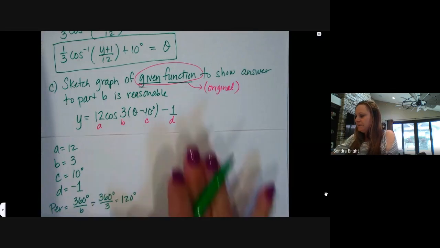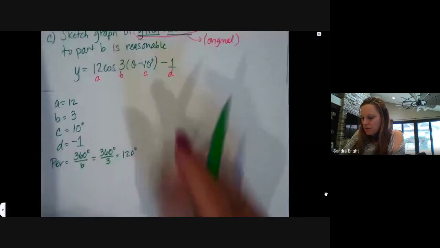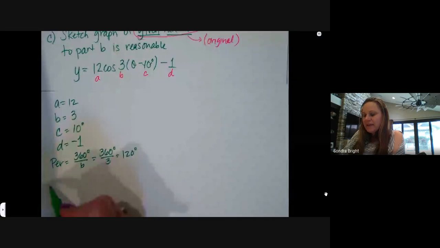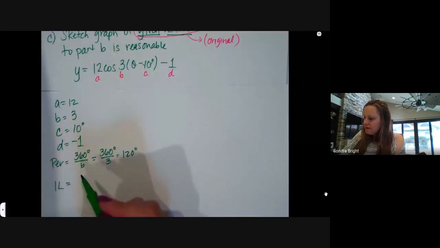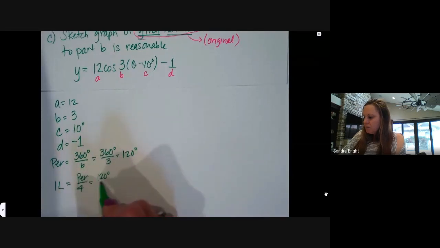And then, remember, we found what we call the increment length, which is the length in between each of the little tick marks. And we take the period and divide it by 4. So 120 degrees divided by 4 will give you 30 degrees.